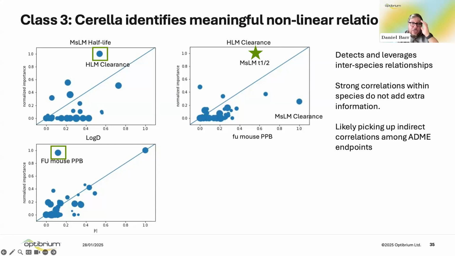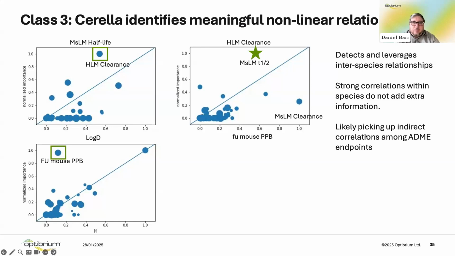And that's what we see in the graph on the top right. Now we're looking at what endpoints are predictive for human liver microsome clearance. And we see mouse liver microsome half-life is very important for predicting that relationship. So again, Cerella's deep learning imputation is detecting and leveraging those interspecies relationships.